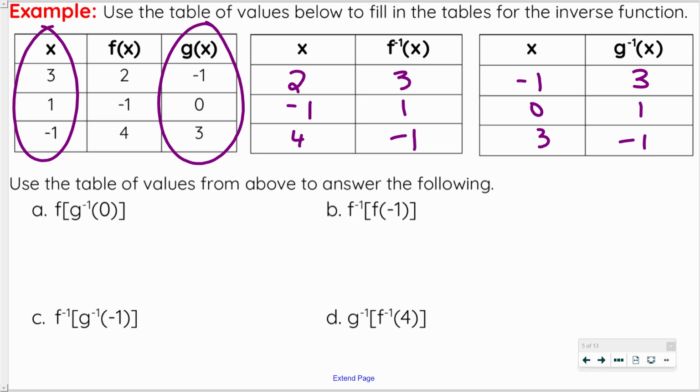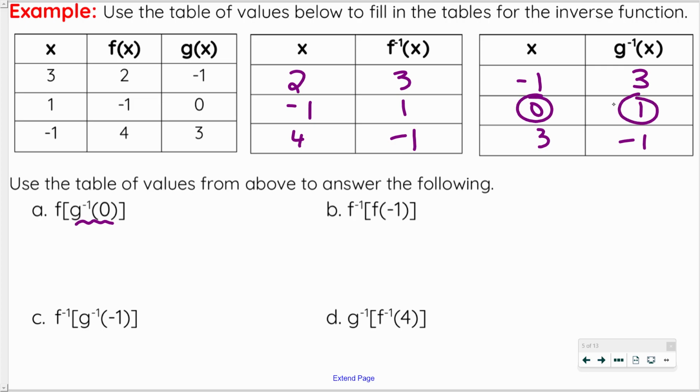Okay, now that we've done that, let's try some examples using our table of values. In my first example, I want to do f of g inverse of 0. Start on the very inside: g inverse of 0. I'm looking at when x is 0, what is the inverse of that? I can see when x is 0, g of 0 is 1. So this becomes f of 1. Then f of 1 tells me, when x is 1, what's my f value? And that is negative 1.